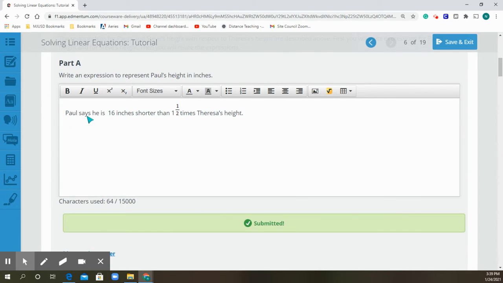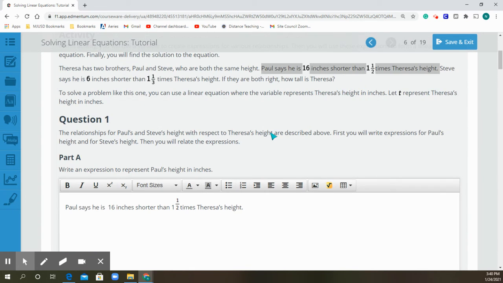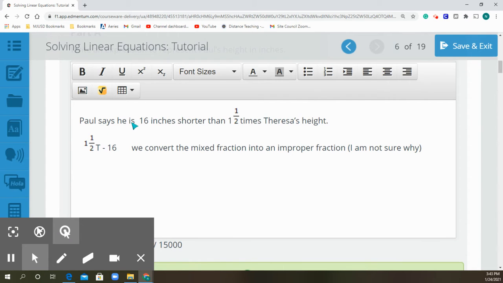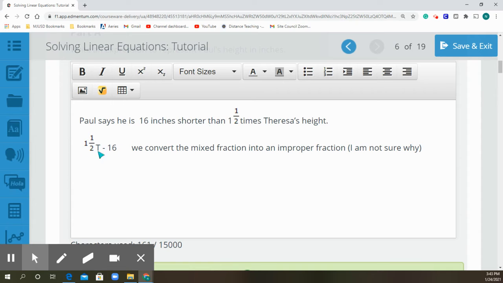All right, so Paul says he is 16 inches shorter than one half times Teresa's height. So now I have the information. I just have to put it into an expression. That means get rid of all of these other words. So Paul says he's 16 inches shorter. So minus 16, 16 inches shorter than one half times Teresa's height. So one half times, when there's a number next to a variable, it's implied that there's a multiplication symbol right there. So 1.5 times t minus 16 should be Paul's height.